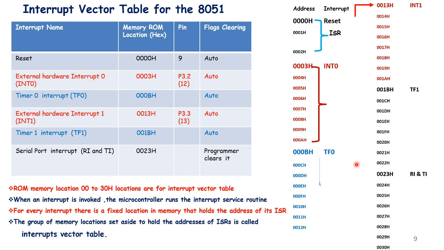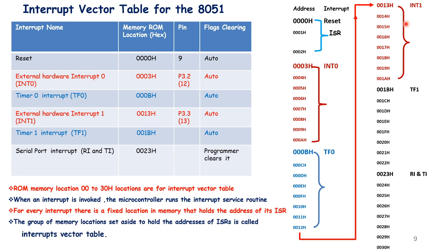The next interrupt is TF0, the timer overflow flag, having address 000BH, and these are the 8 locations reserved for its interrupt service routine. To attend the interrupt, to process the interrupt, means execution of the interrupt service routine, execution of these 8 instructions.